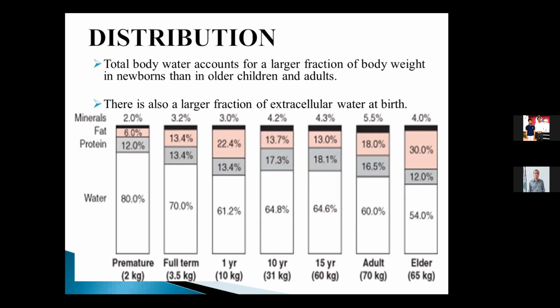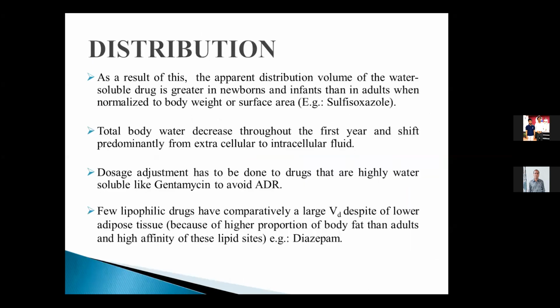And distribution. As a result of this, the apparent volume of distribution of water soluble drugs is greater in newborns and infants than in adults when normalized to body weight or surface area. An example is sulfisoxazole. Total body water decreases throughout the first year and shifts predominantly from extracellular to intracellular fluid. Dose adjustment has to be done for drugs that are highly water soluble, like gentamicin, to avoid adverse drug reactions.